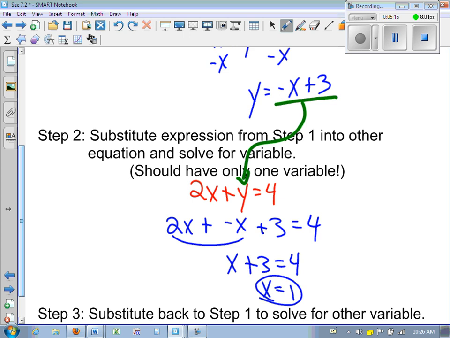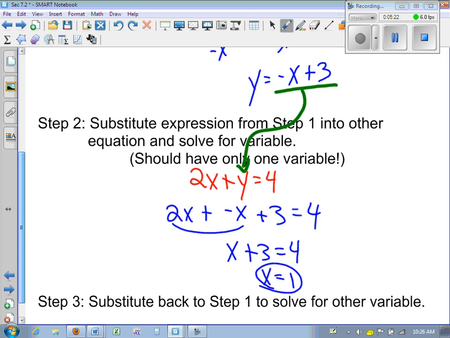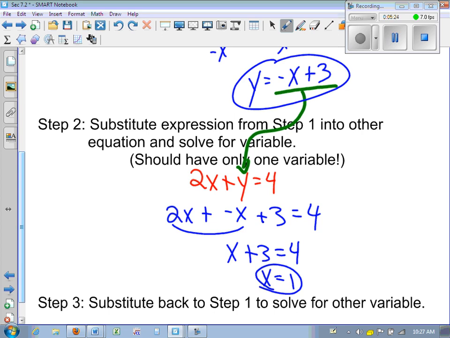Always got to find our y. Got to do one more step, substitute that back in. I'm going to take this right here, and I'm going to bring it down.